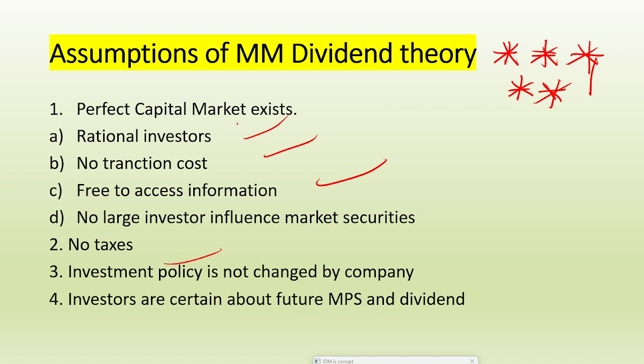The second assumption is the absence of tax, or no taxes. Then the investment policy is not changed by the company; the company will have the same investment policy. Then the investors are certain about the future MPS and the dividend, meaning they know, as if they are God, what the market price per share and the dividend will be in the future. These assumptions are actually unrealistic, but you should keep them in mind.